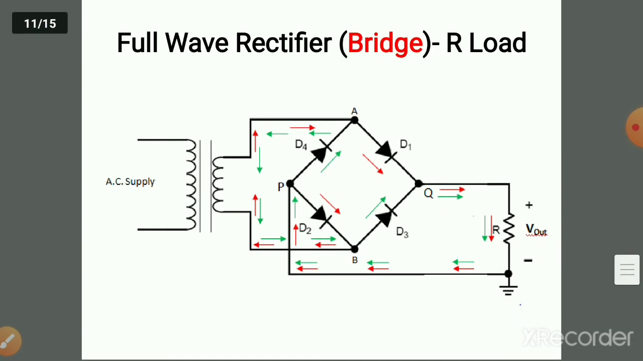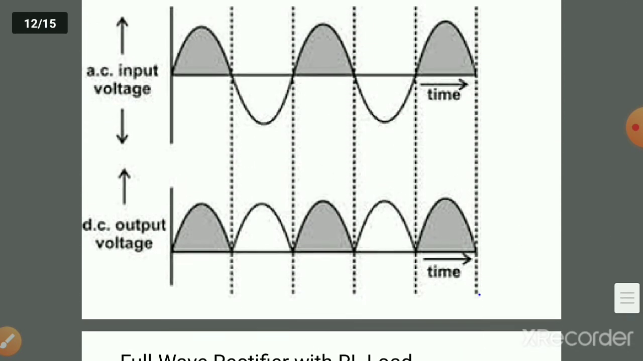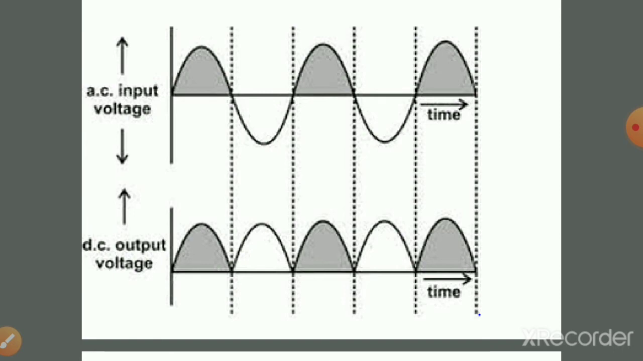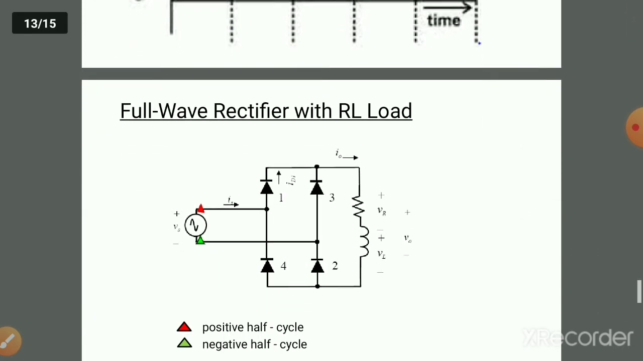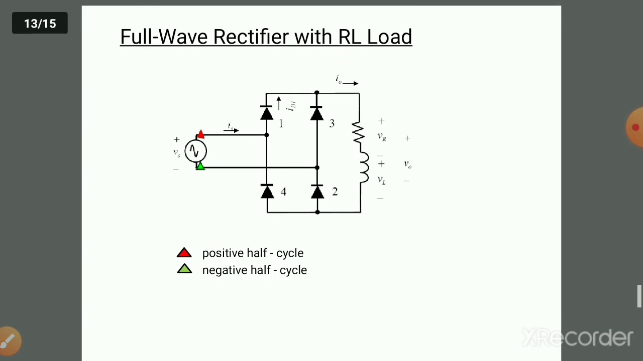and this is the equivalent circuit diagram of single phase full wave rectifier, and these are the waveforms related to the single phase full wave rectifiers. Okay, that's about this one. Next, full wave rectifiers with RL load. So till now what we discussed is the full wave rectifier with R load.